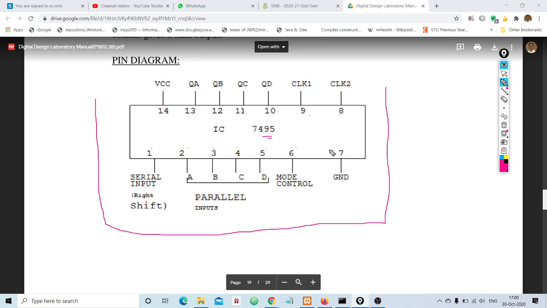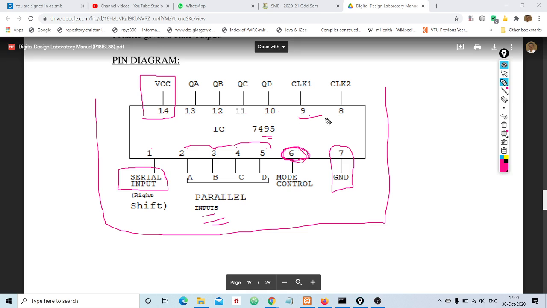Okay, and as usual we need to supply ground to pin number 7, and to pin number 14 we need to supply voltage supply, right? And then, interesting, pin number 1 is used to supply an input called serial input, and pin number 2, 3, 4, 5 are used to supply parallel inputs, right? And pin number 6 is used to control the mode of the operation. I will tell you what that mode of operation means, don't worry. So it is a mode controller, to make it simple.